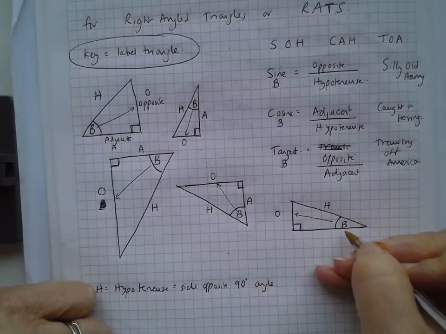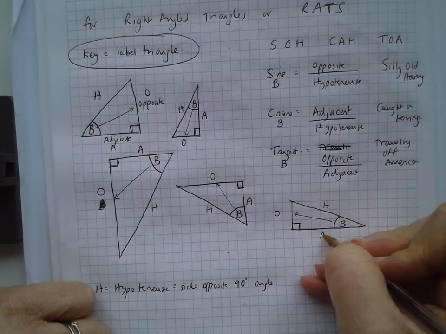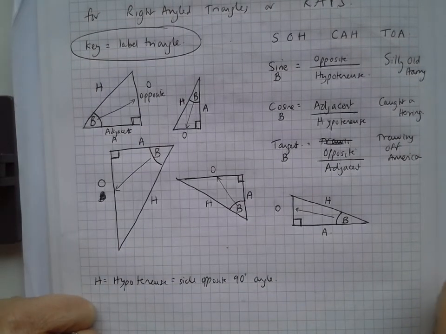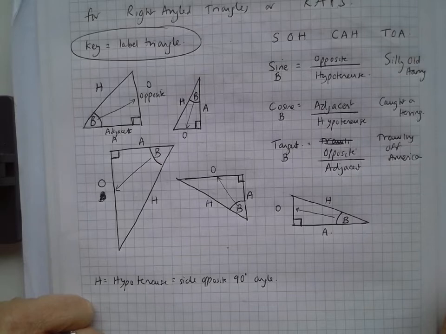Okay, so as you can see here, it depended which angle we talked about, which side was the opposite and which side was the adjacent. The hypotenuse was always in the same place, but the adjacent and the opposite depend on which angle we've chosen.